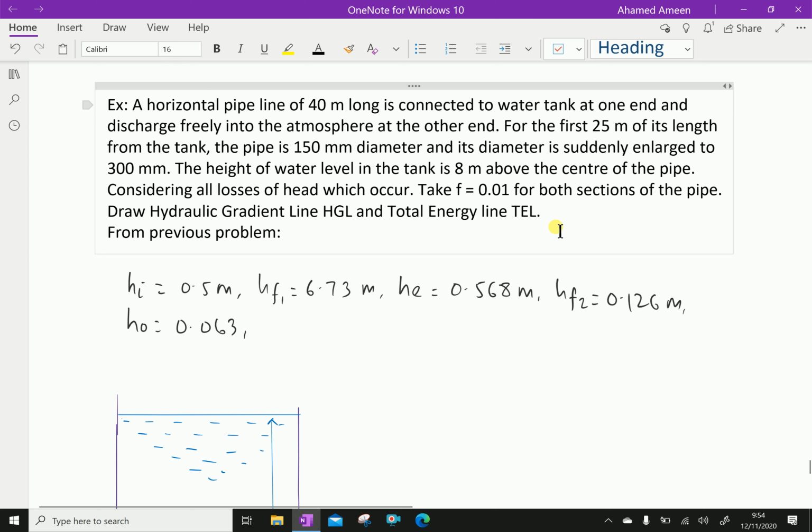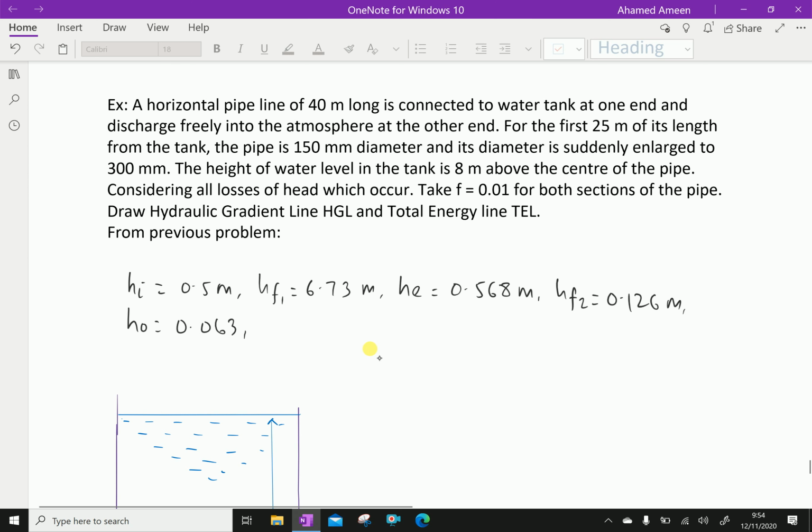From the previous problem, some answers are given. Hi, that is head loss at entrance, is 0.5 meter. Hf1, frictional loss in pipe 1, is 6.73 meter. He, that is sudden enlargement loss, is 0.568 meter, and Hf2, frictional loss in pipe 2, is 0.126 meter, and head loss at outlet is 0.063 meter.